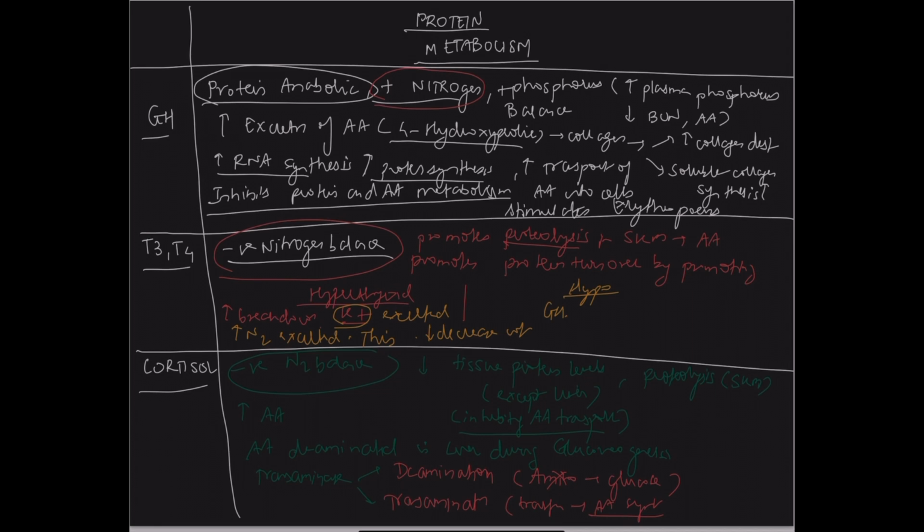In the end, cortisol has an anti-anabolic effect. What is anti-anabolic effect? Ability of cortisol to inhibit de novo synthesis of protein. I repeat, ability of cortisol to inhibit de novo synthesis of proteins. So this is protein metabolism of three hormones, GH, T3, T4, and cortisol in short.